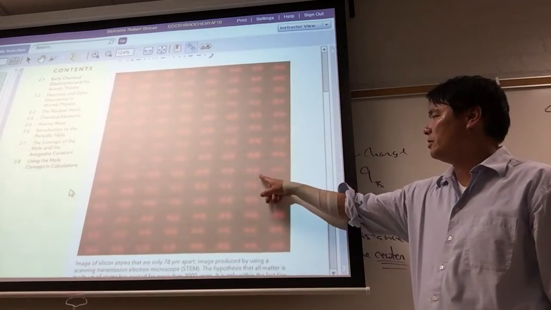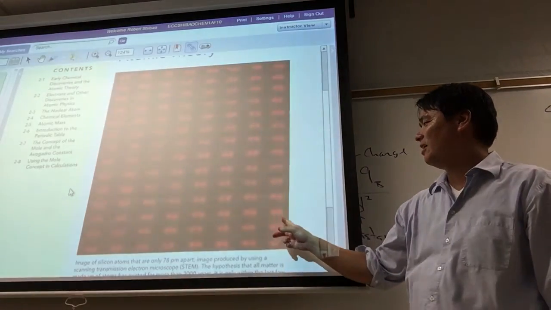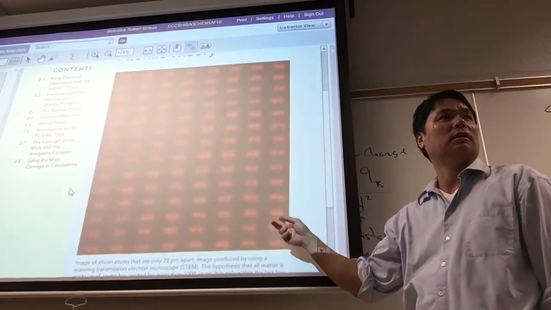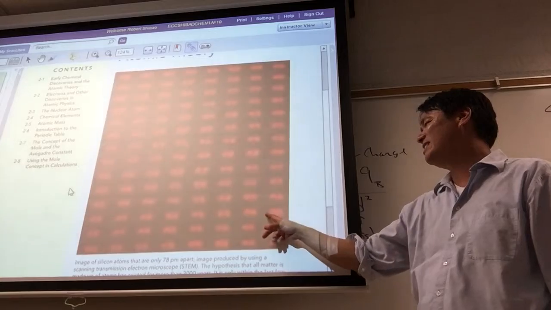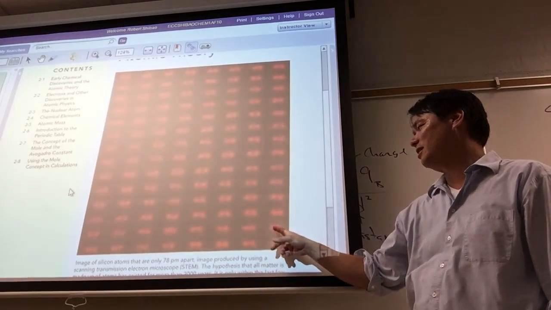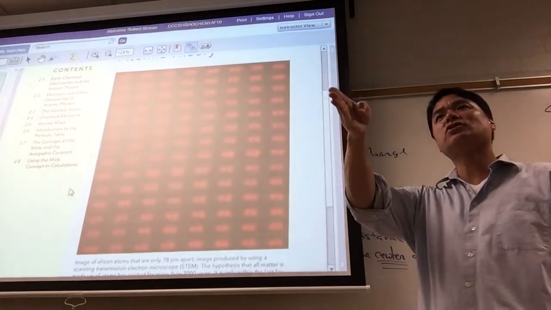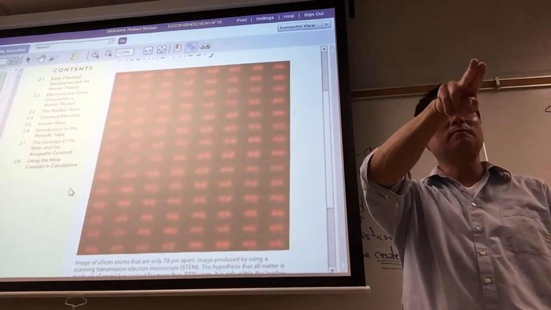Here's an image of the surface of silicon, showing the atoms. Are silicon atoms red like this? No. The red is just whatever the computer decided to give. What they're measuring is electrical potential, voltage. This voltage they want to keep the same.